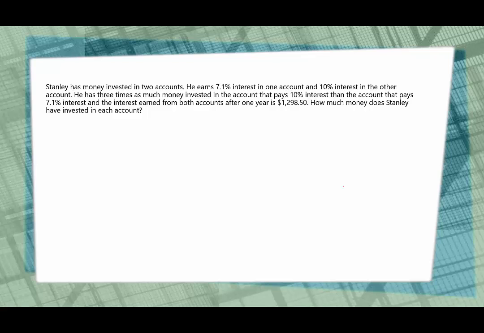Okay, Stanley has money invested in two accounts. All right, what are we going to call our two accounts? Sometimes I like to use the variables of the interest earned on them, or you can always use X and Y. It doesn't matter. Let's keep reading.